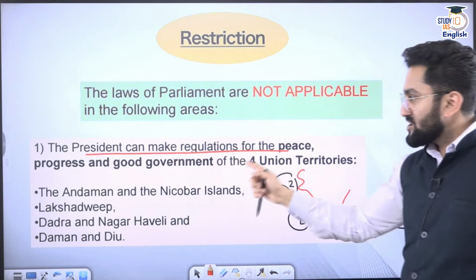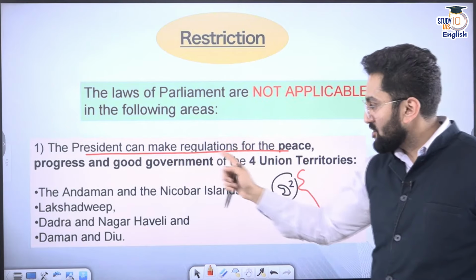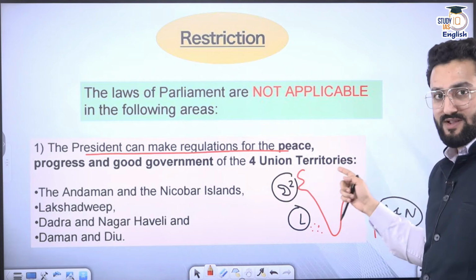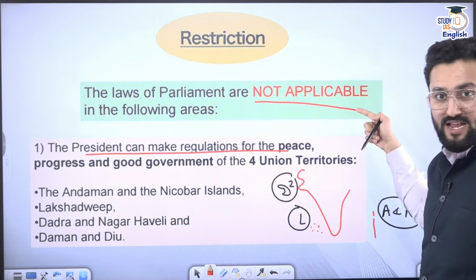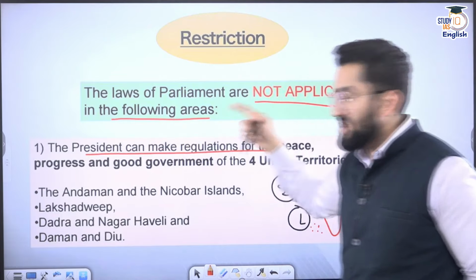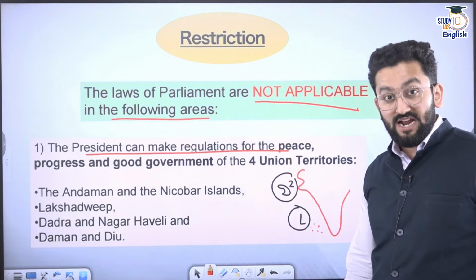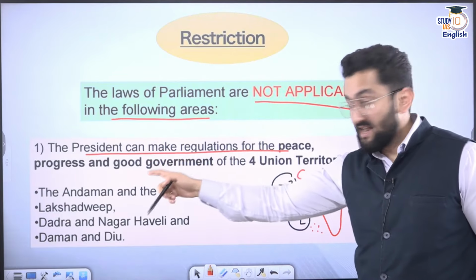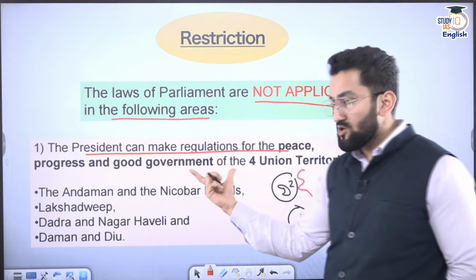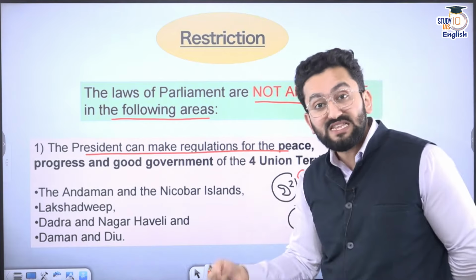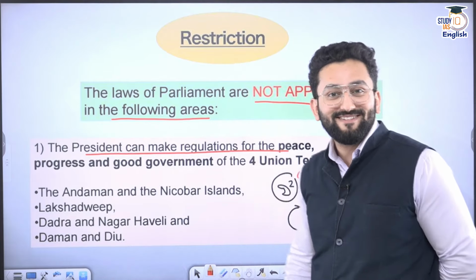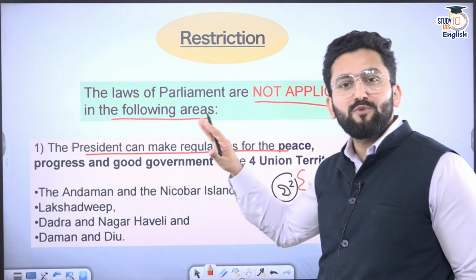President can make regulations for peace, progress, and good government of 4 union territories. It means the laws of Parliament are not applicable in the following areas. And in which area? These are the areas. When I say area, it means peace, progress, good government. In this case, President's regulation will supersede any law which is made by Parliament. And I find beautiful scope of question from there.